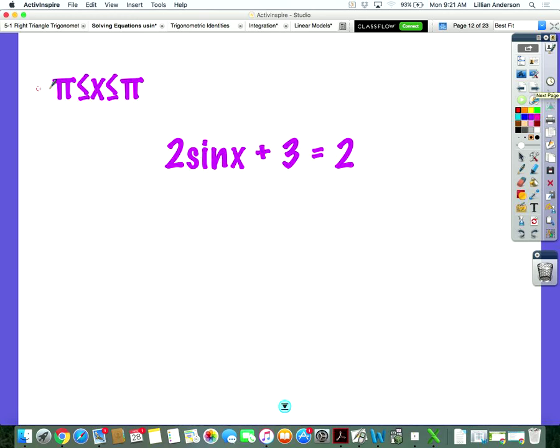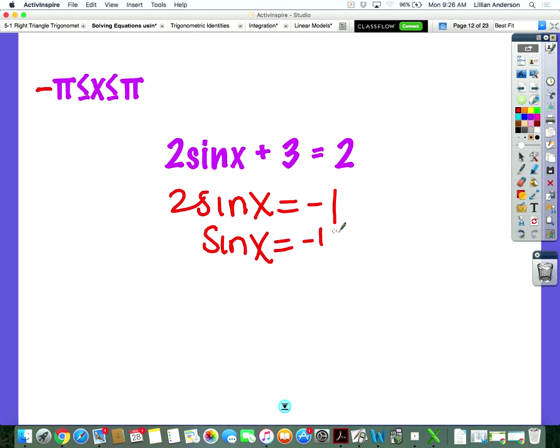Fix this domain. It should be a negative pi to a positive pi. And here's this one. A little bit of math before. So you subtract 3. That turns to a negative 1. Divided by 2 to give you a negative 1/2.